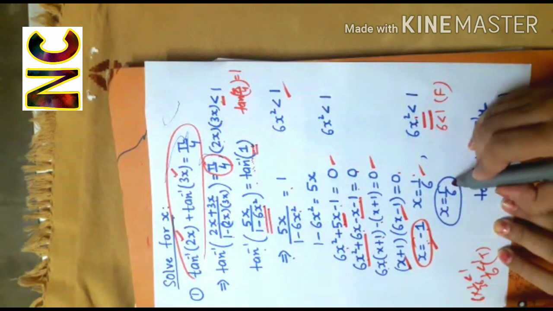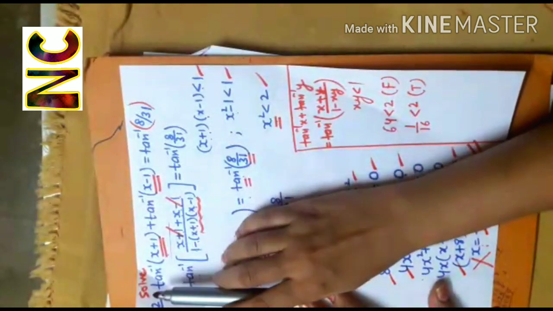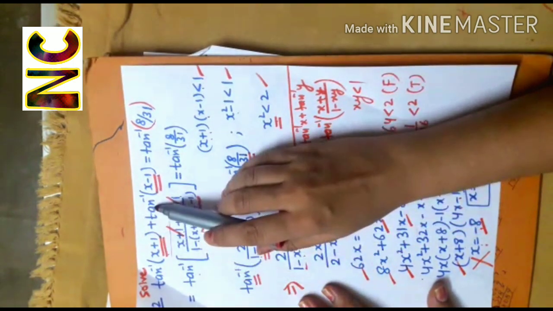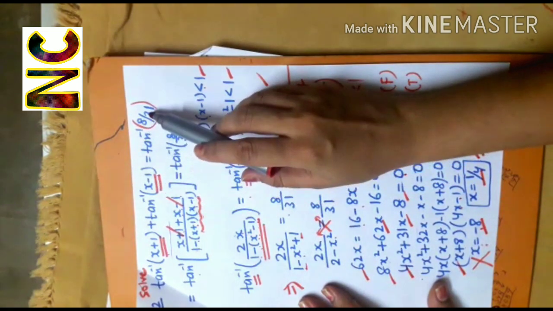So the solution is x equal to 1 by 6. Take another question. Solve tan inverse (x plus 1) plus tan inverse (x minus 1) equals tan inverse 8 over 31.